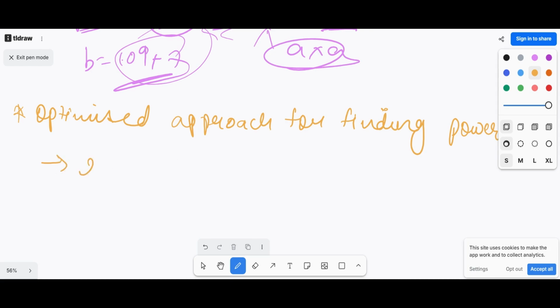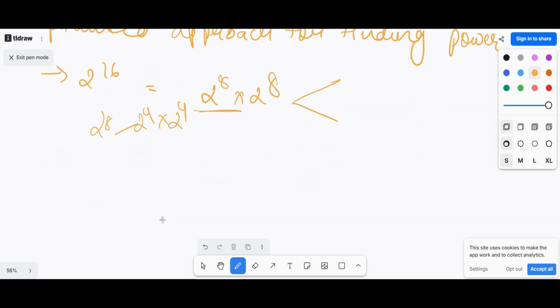Now, let's say you have to find 2 raised to 16. Then what will you do? You'll do 2 raised to 8 into 2 raised to 8, which is 2 raised to 16. Again, I'll divide 2 raised to 8 as 2 raised to 4 into 2 raised to 4. And 2 raised to 4 is 2 raised to 2 into 2 raised to 2.